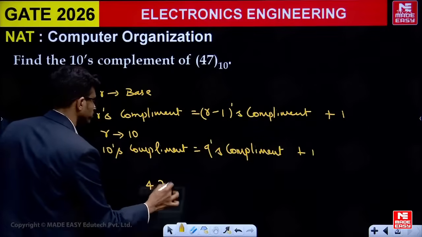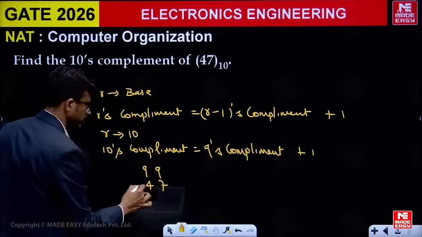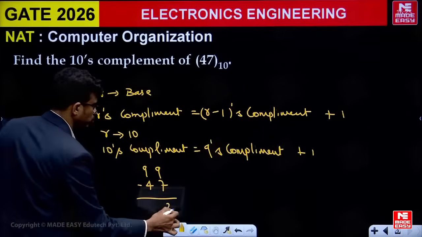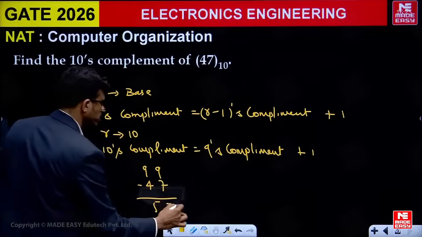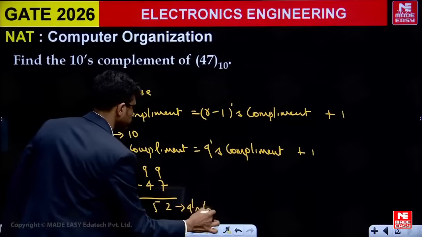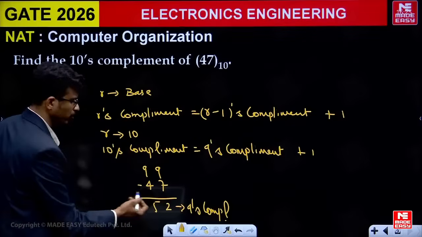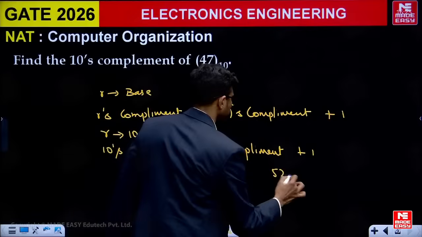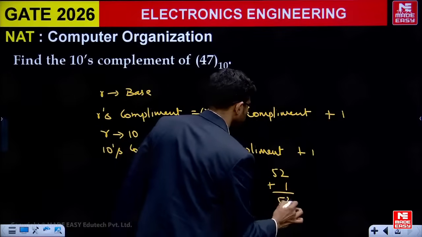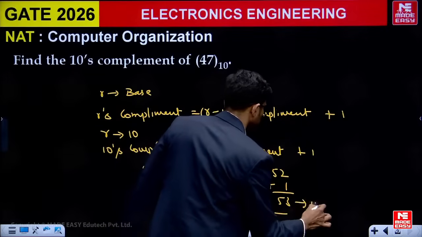What is the 9's complement? Subtract this 47 from 9 first. So what is the value? 9 minus 7, 2. 9 minus 4, 5. 52 is the 9's complement, right? From this you have to add 1. So 52 plus 1, that is 53. So this is the 10's complement.